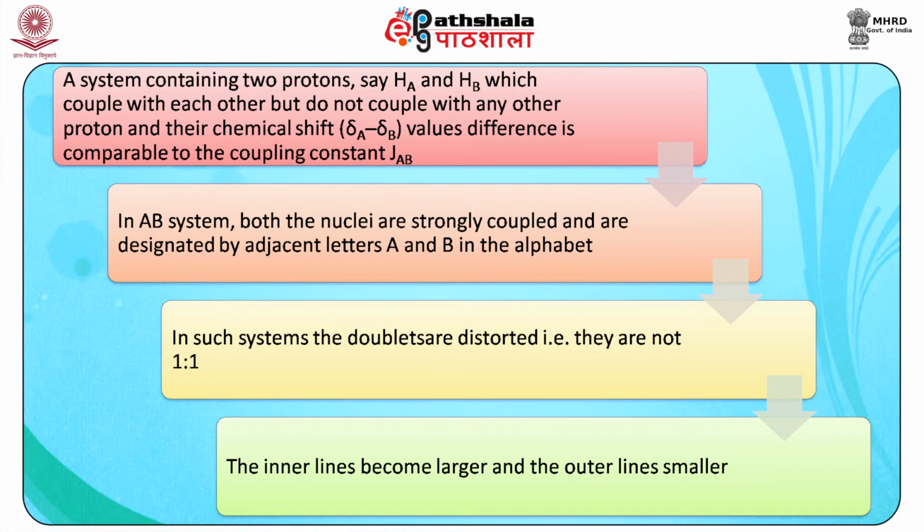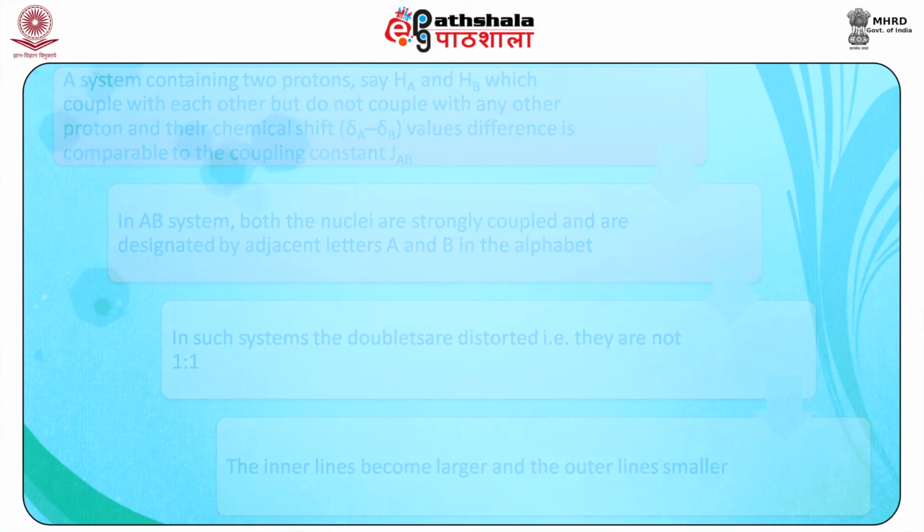Values difference is comparable to the coupling constant JAB. In an AB type system, students, both the nuclei are strongly coupled and are designated by adjacent letters AB in the alphabet. In such systems, the doublets are distorted, that is, they are not 1:1 in their intensities. The inner lines become larger and the outer lines become smaller.